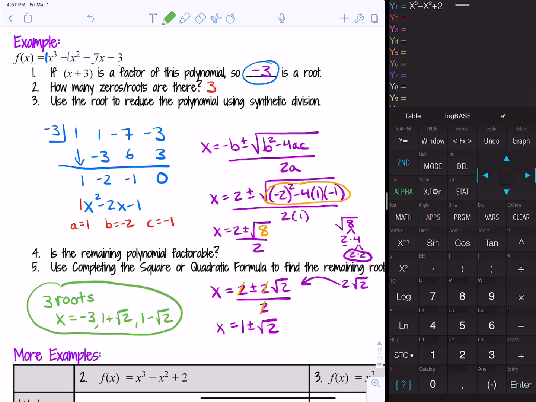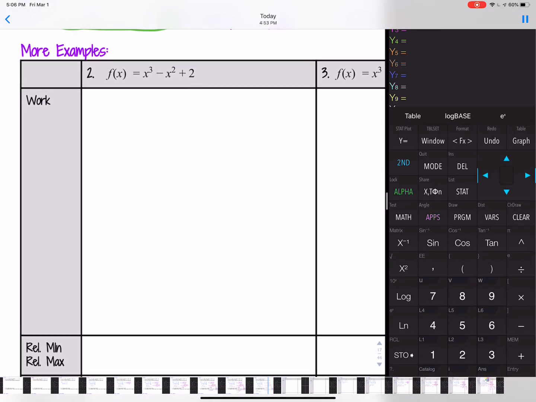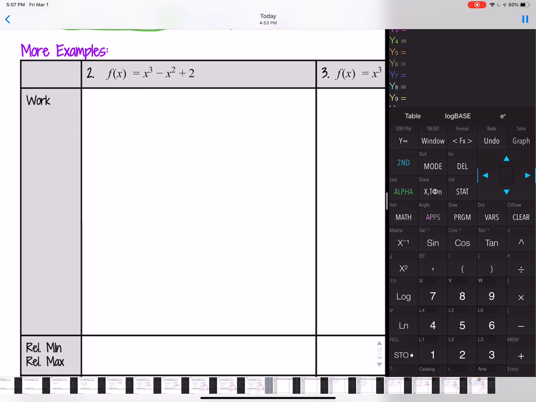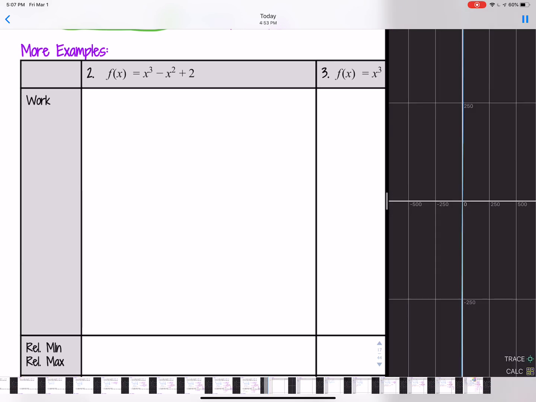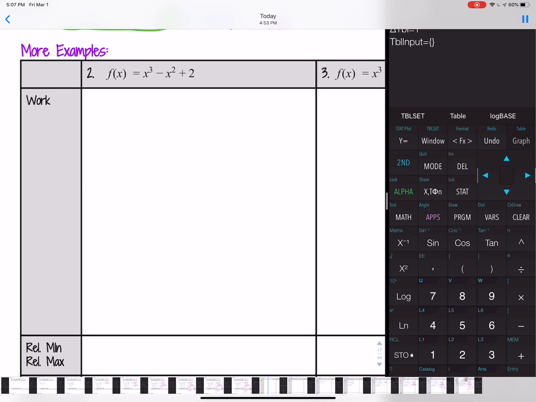So let's look at another example. This one does not give you a root to start with, so I've typed it in the calculator over here to the right already, and I'm going to go to the table to look for an x-intercept. So I'm going to hit second graph to check the table. Let's see. There we go. So let me change the window back to normal.